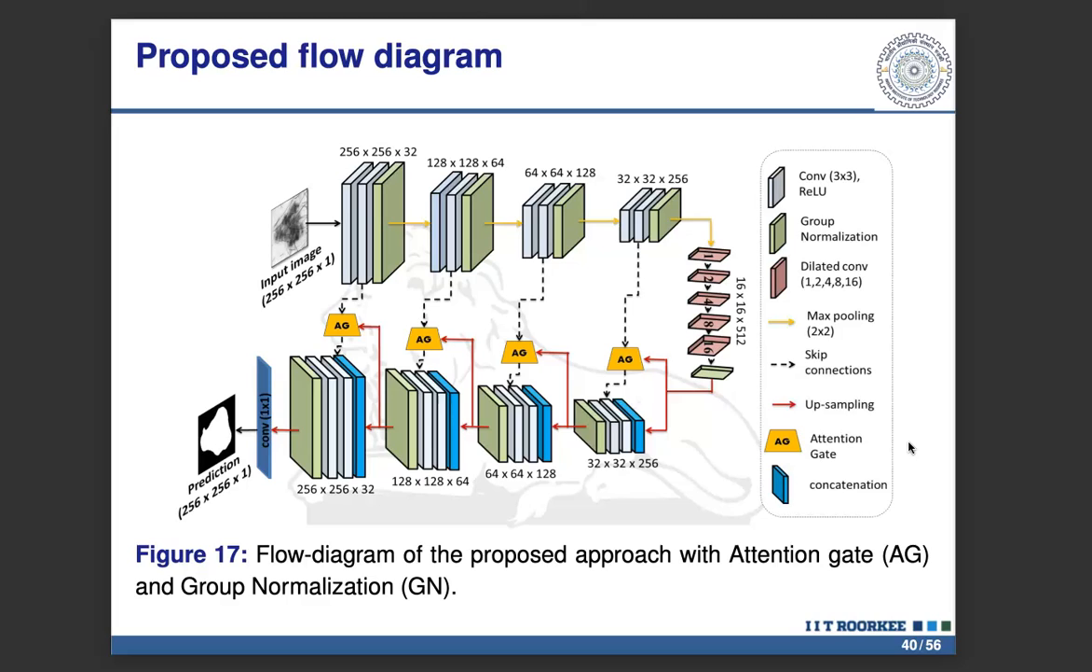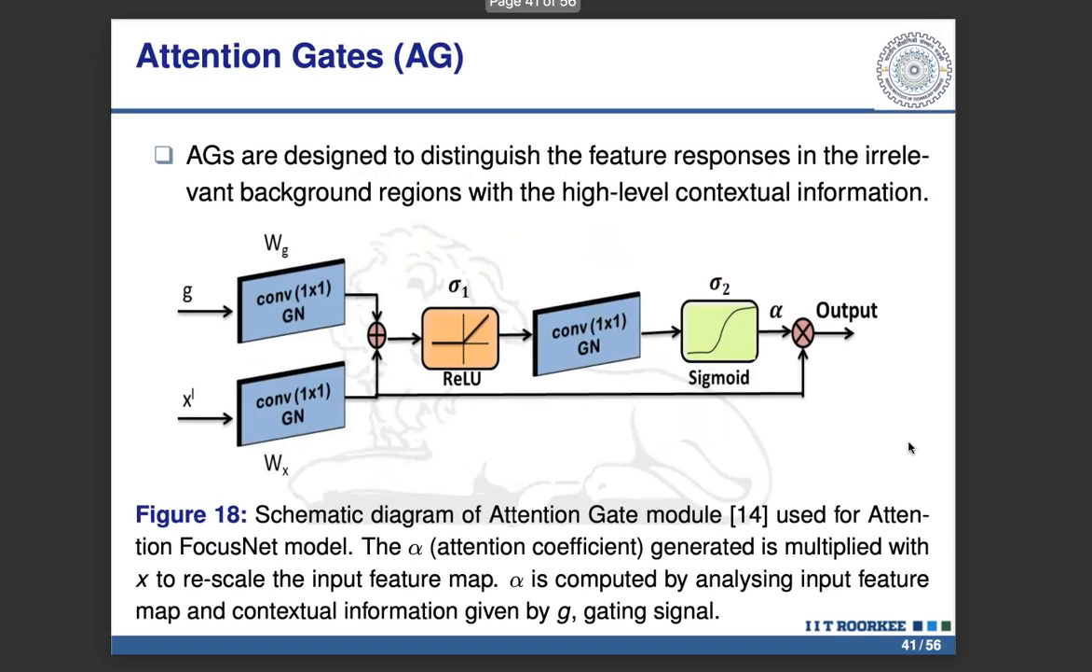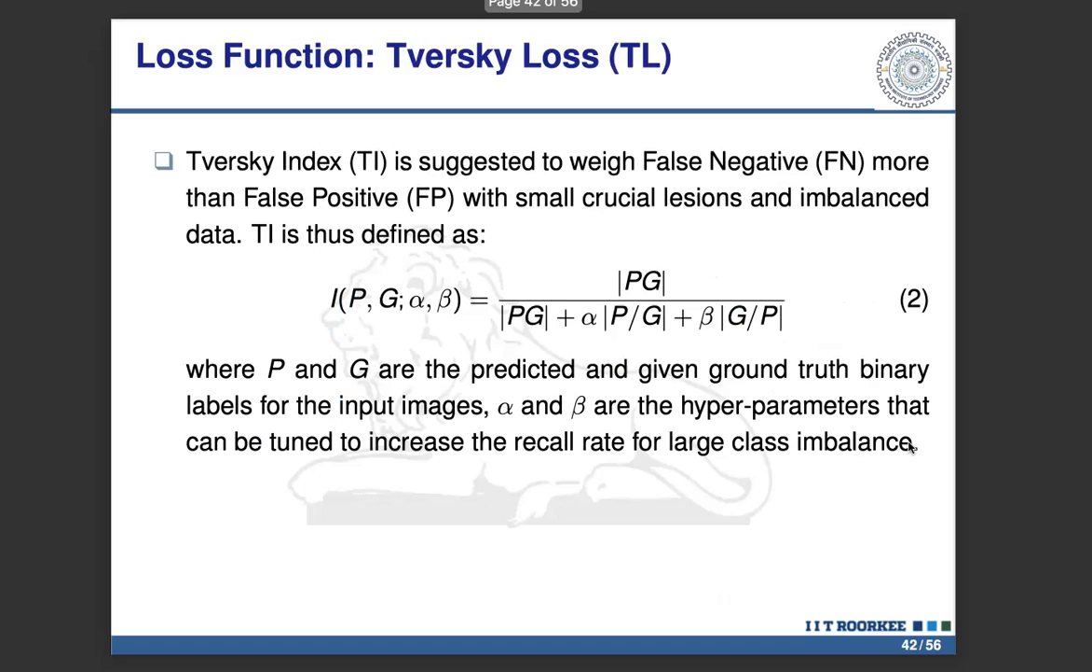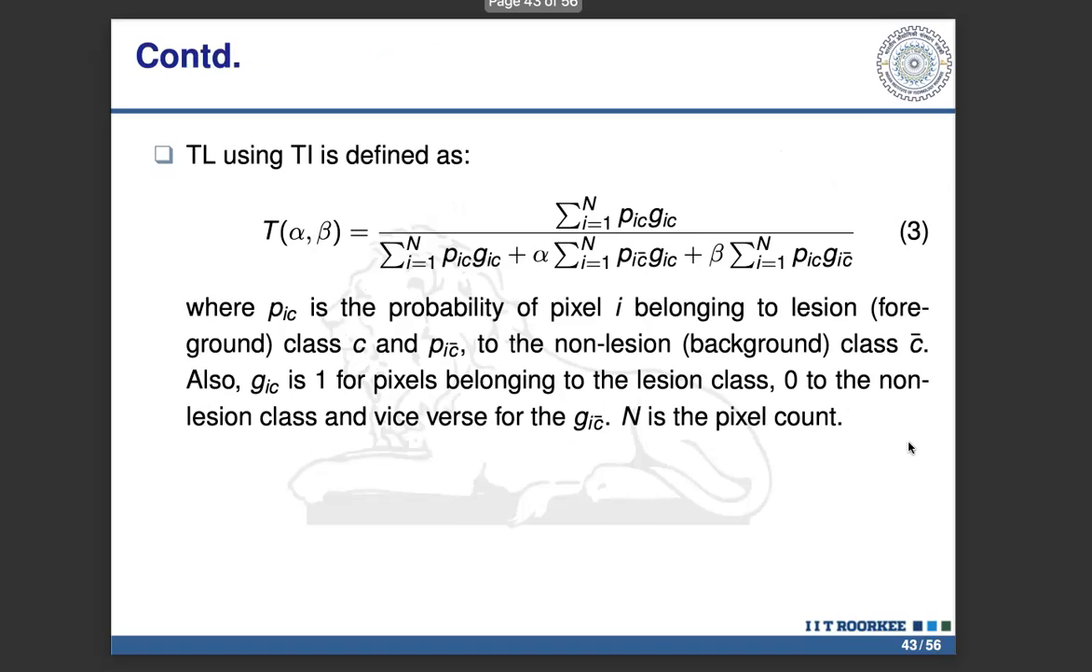This is the proposed architecture, wherein we have utilized group normalization layers in both the encoder and the decoder section, and the bridge section contains atrous convolution to increase the field of view of the kernels. This is the architecture of the attention gate, which distinguishes the feature responses in the irrelevant background from the high level contextual information. In the output layer, we have used Tversky loss, which weighs false negatives more than false positives and focuses more on the imbalanced data and the small crucial lesions.